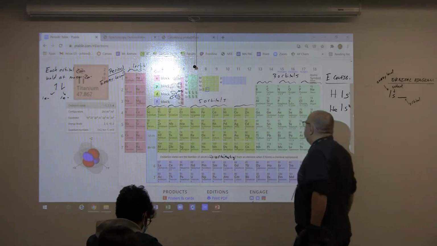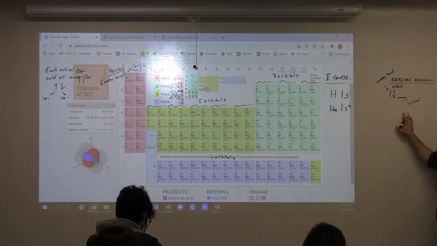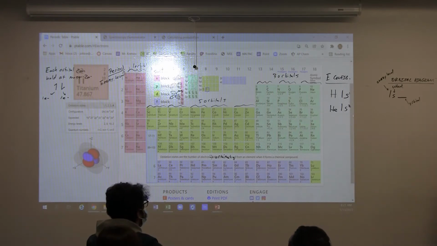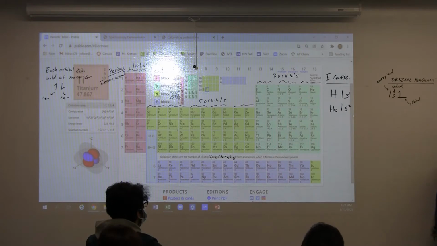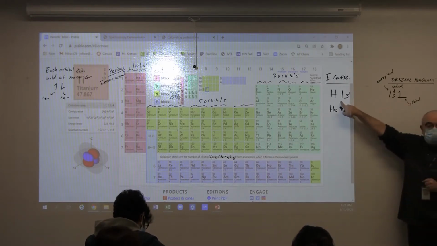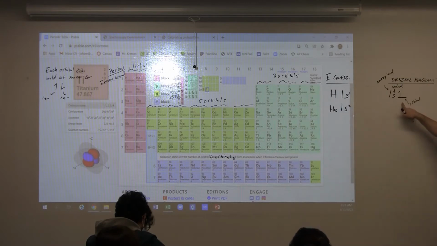Now when I want to show electrons going in, I'm going to use those up and down arrows so I can visualize the Pauli exclusion principle working. So right now, hydrogen only has 1 electron, so I'm going to use an up arrow to represent it. This is the same thing as saying this. It's just a little bit more detail.